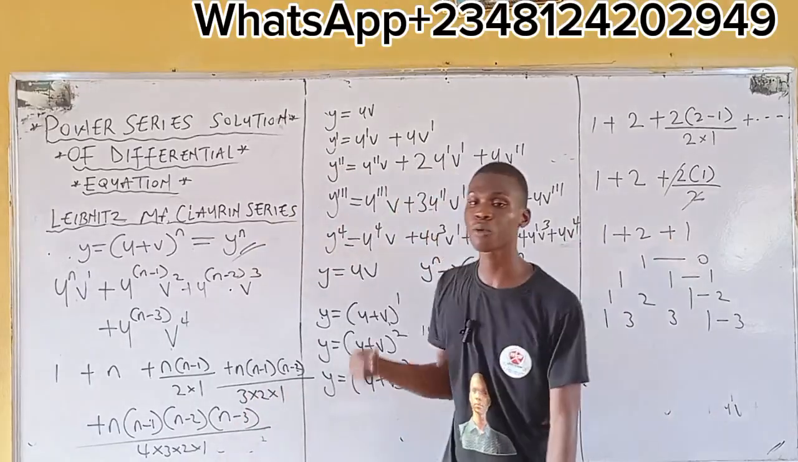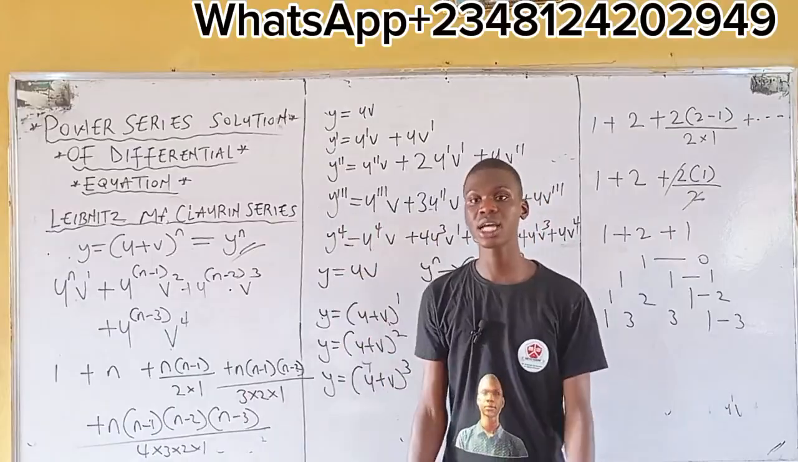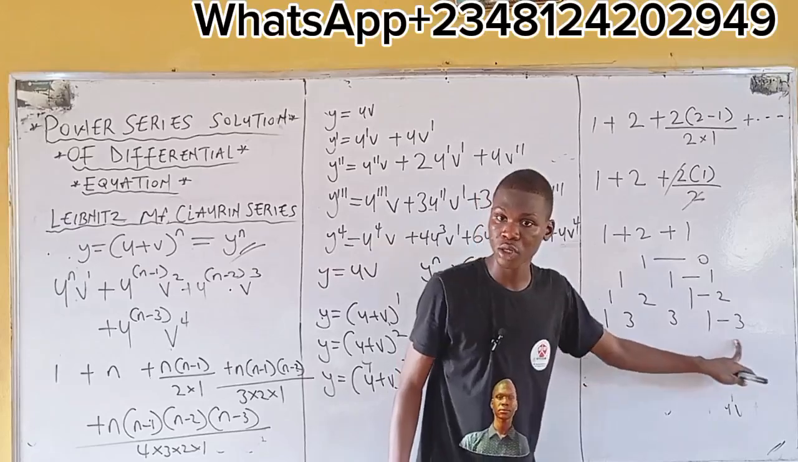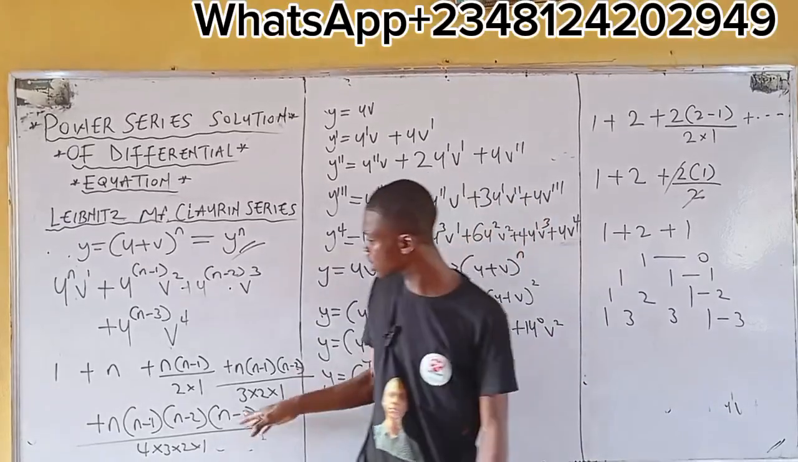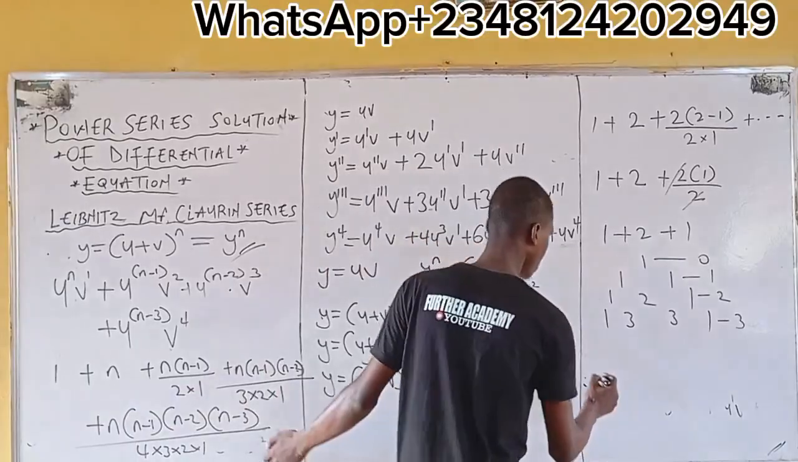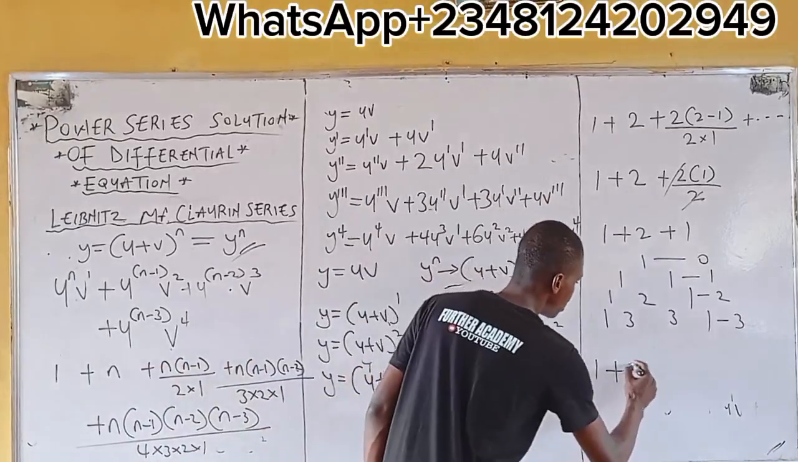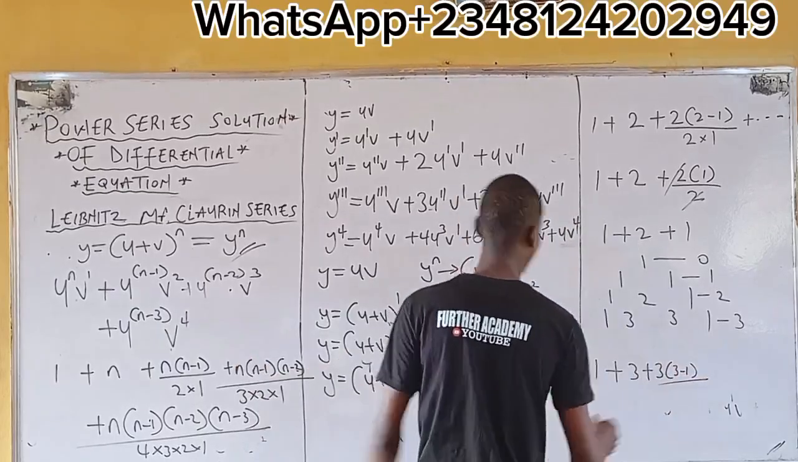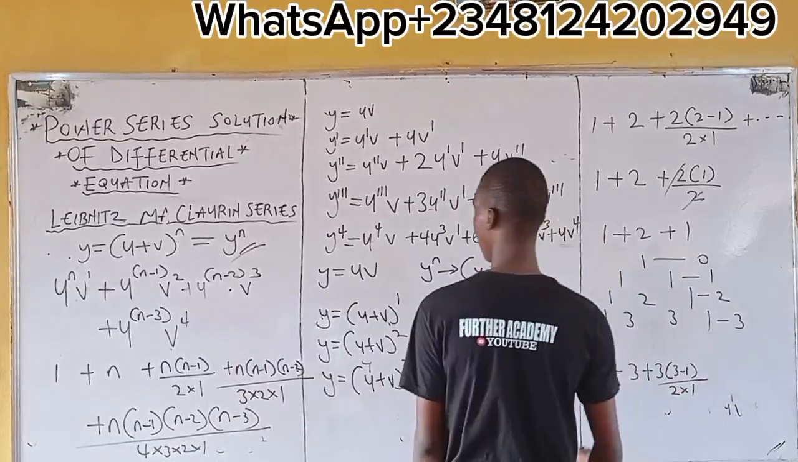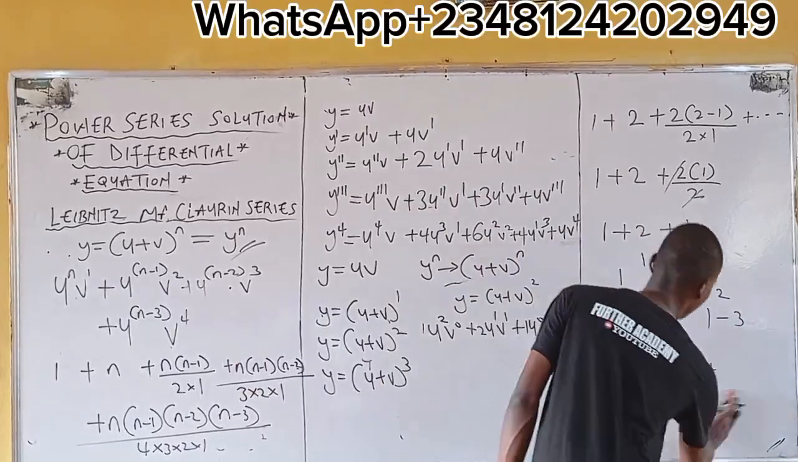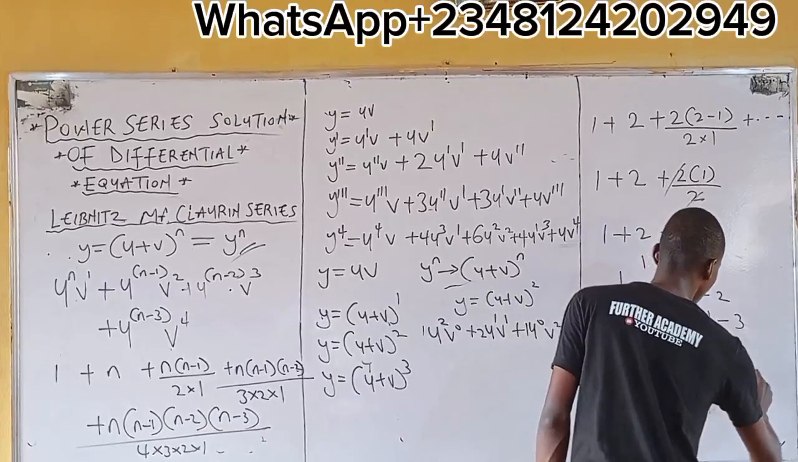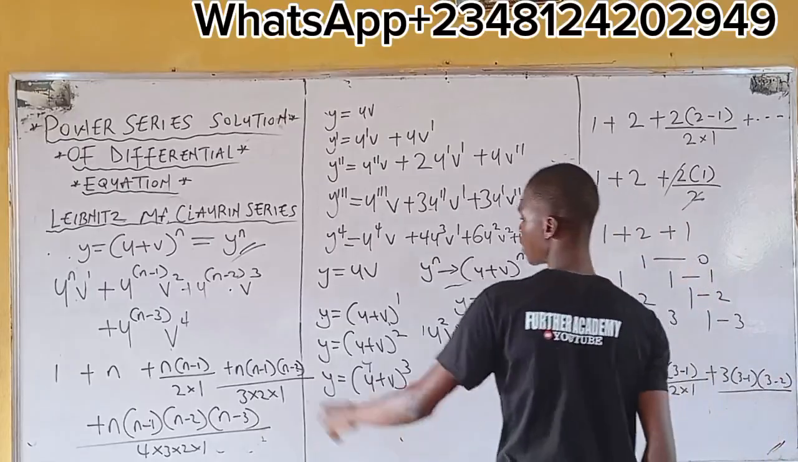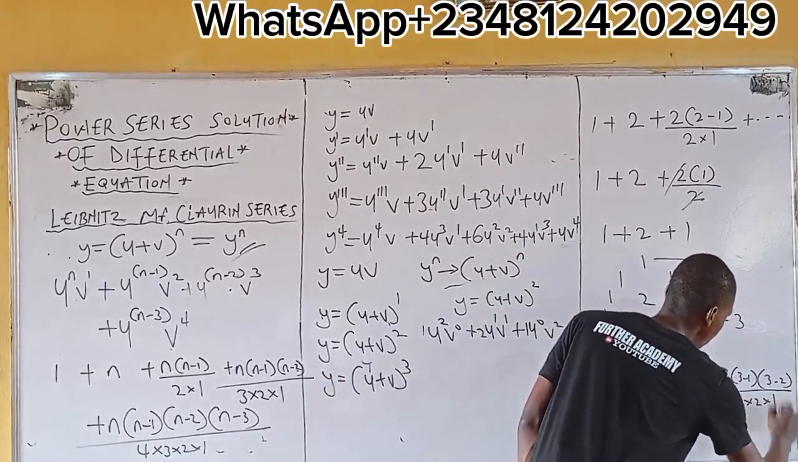Now let's say our power is 3. Meaning if my power is 3, this is my coefficient. But using the formula method, what do I have? It becomes 1 plus 3 plus 3 all into bracket 3 minus 1 all divided by 2 times 1, right? Plus 3 all into bracket 3 minus 1 all into bracket 3 minus 2 all divided by 3 times 2 times 1.